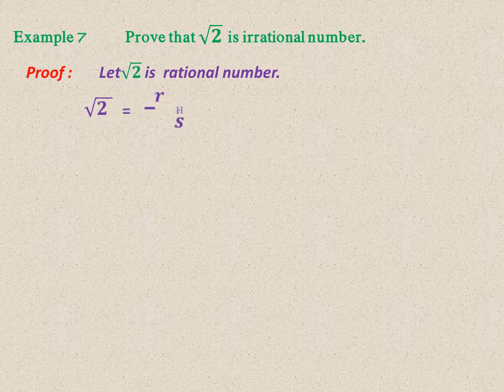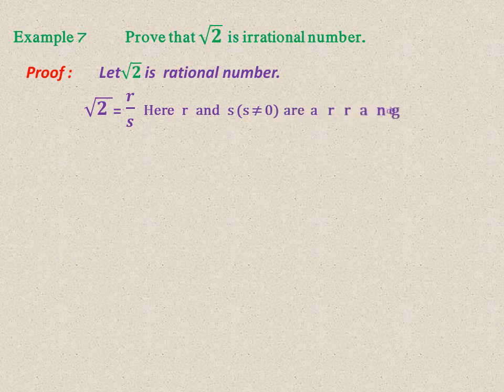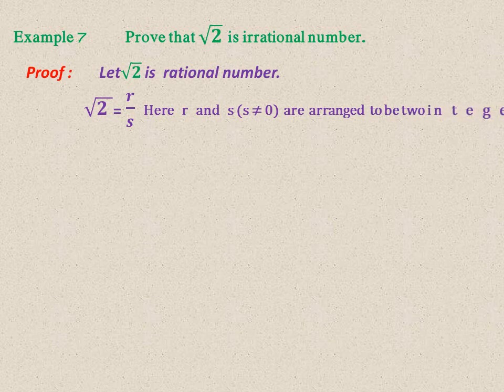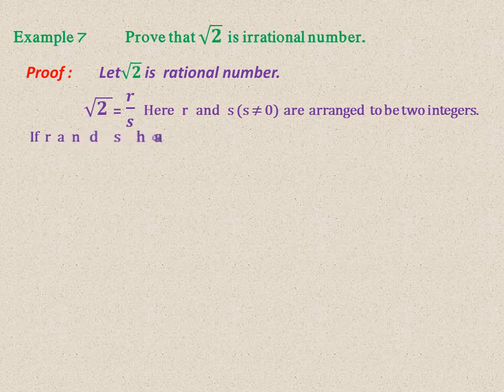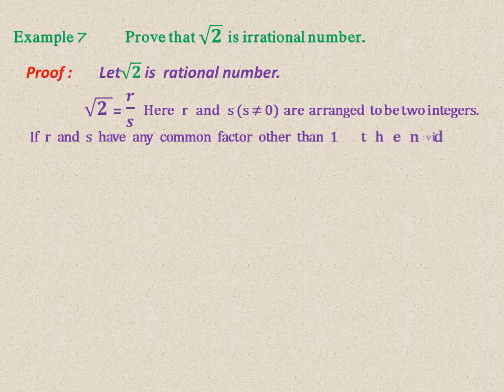Here root 2 is a rational number, so we take the r by s form, that means the p by q form of a rational number. So root 2 equal to r by s, where r and s are two integers and s is not equal to 0. That means here r and s may have common factors. So if r and s have any common factor other than 1, then divide by the common factor.